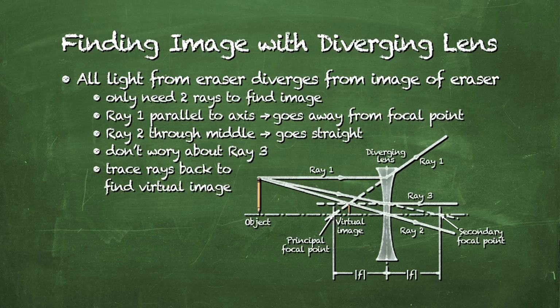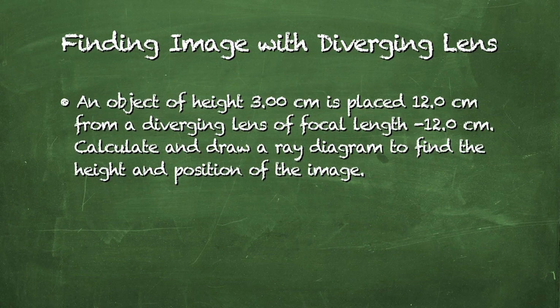Let's work an exercise. An object of height 3 centimeters is placed 12 centimeters from a diverging lens of focal length -12 centimeters. Calculate and draw a ray diagram to find the height and position of the image. Go ahead, draw your diagram, list your knowns and unknowns, and get started calculating, please.